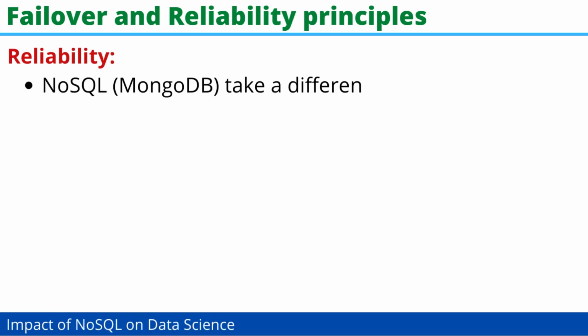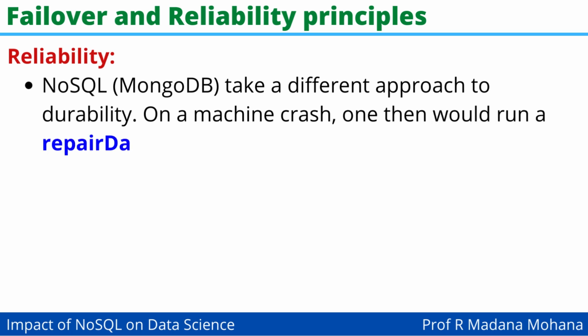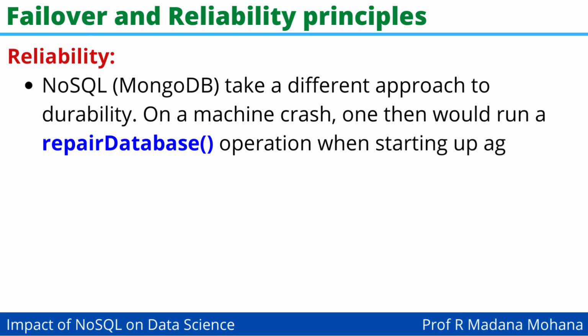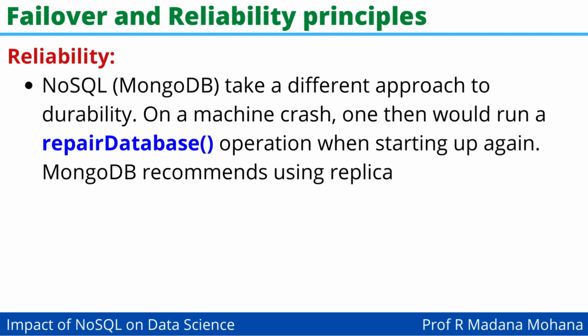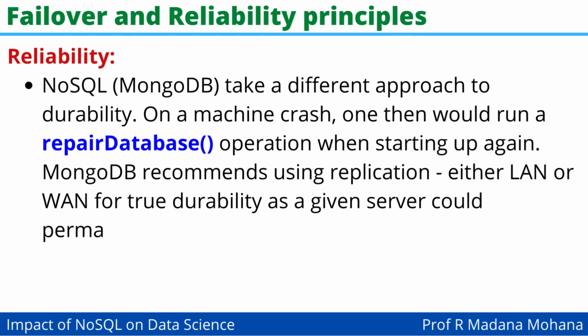NoSQL MongoDB takes a different approach to durability. On a machine crash, one would then run a repair database operation when starting up again. MongoDB recommends using replication, either LAN or WAN, for true durability, as a given server could permanently be dead. These are all the features of reliability. So this is about failover and reliability.